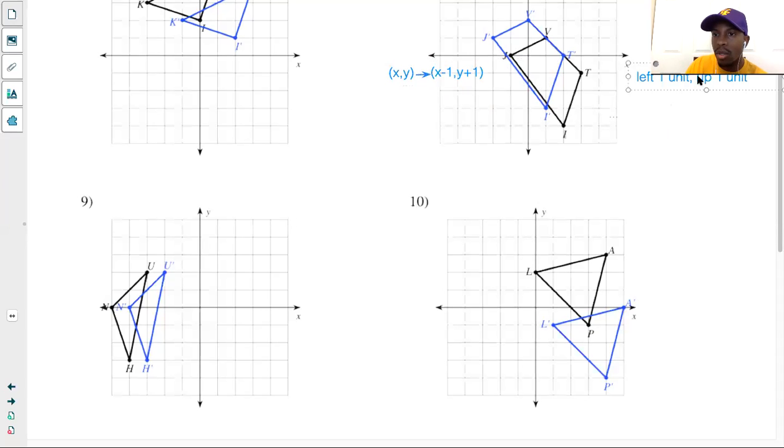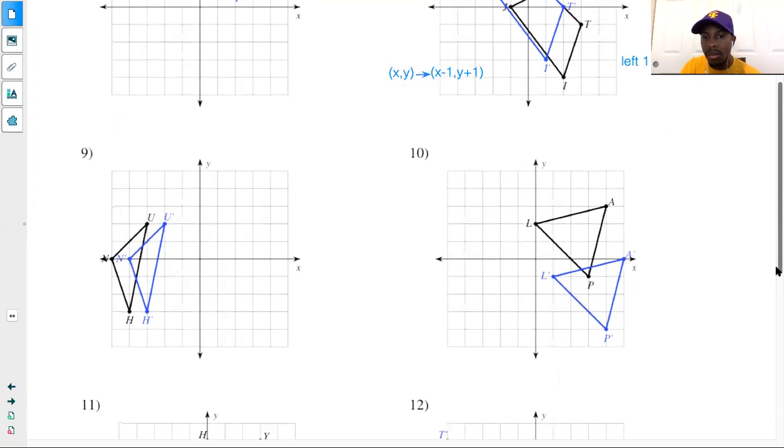Okay, and you can always go back and watch these videos again, right? So that way you can get it. But let me do number 10 with you, and I'm going to do it the same exact way. I'm going to explain it in words, and then I'm going to explain it in this notation.